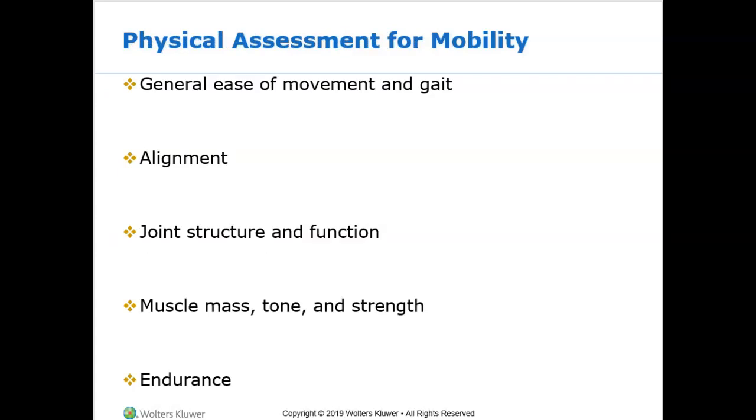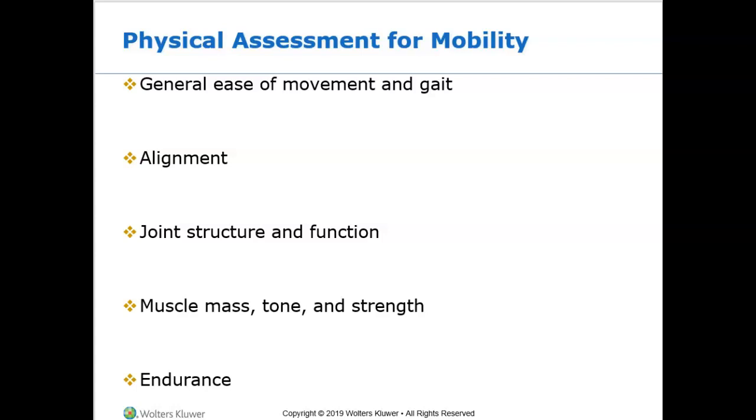So your physical assessment for mobility: are they able to move easily? How's their balance? Are they able to stand up straight, or are they all hunched over? Do their eyes look forward when they're standing, or are they looking at the floor because they're bent over? Remember, we talked about kyphosis and how the spine gets hunched over when you have osteoporosis. So how's their alignment? Joint structure and function. Let's check their range of motion and make sure that all those joints are working. How's their muscle tone? How strong are they? And how much endurance do they have?